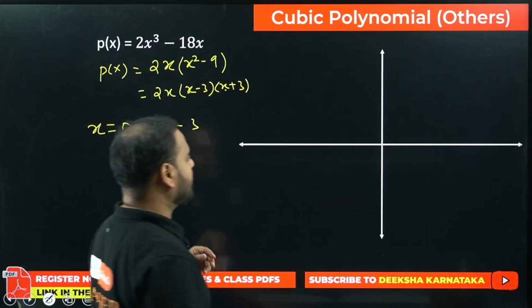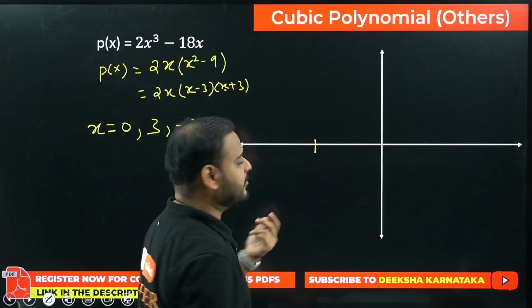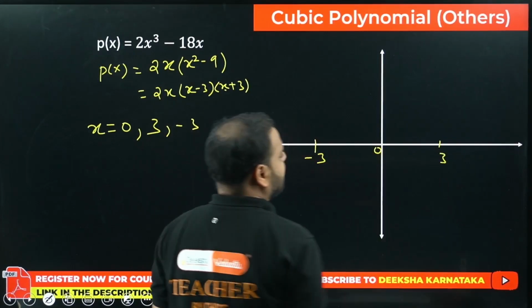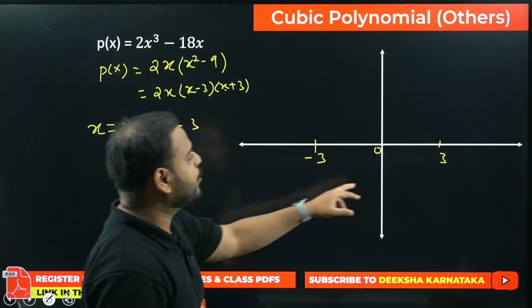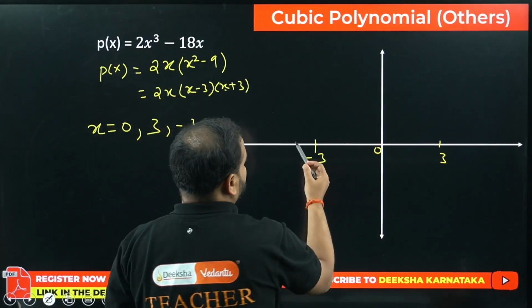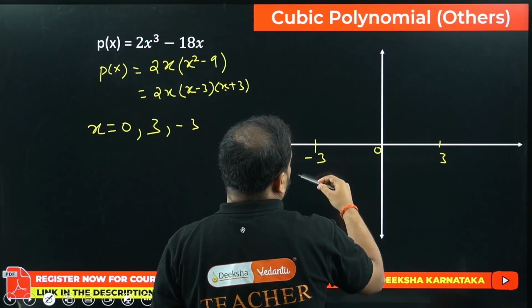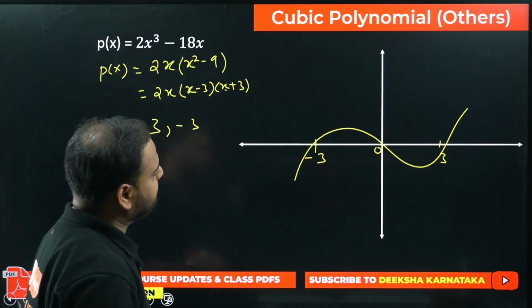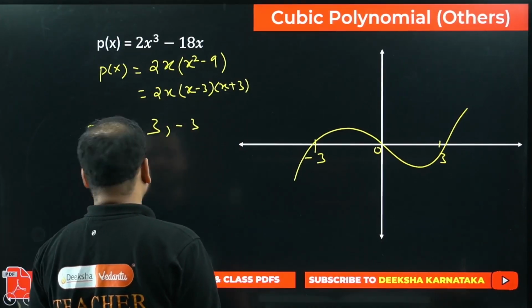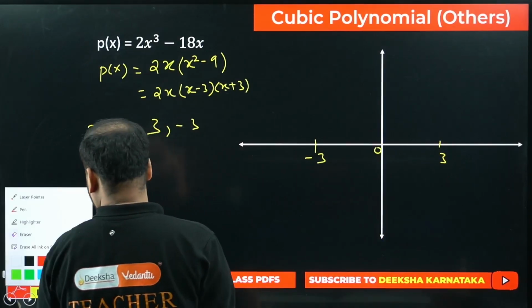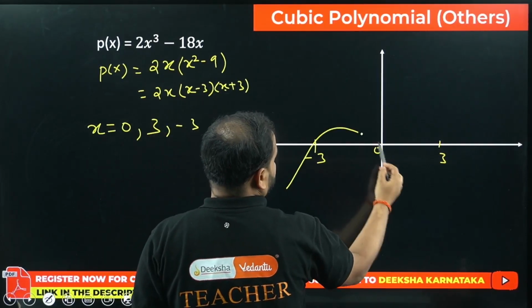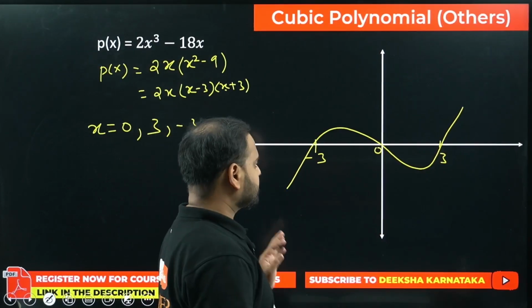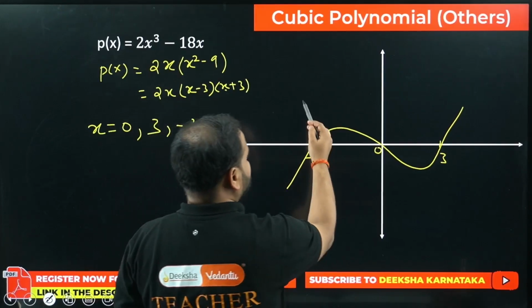So let's put these points on the graph: minus 3, 0, and 3. So the curve will pass through all these points. Okay, so it can be drawn like this. It's not going like this. All right, one second. Okay, like this. Now one more thing: both conditions can be possible over here. I can do it like this also.